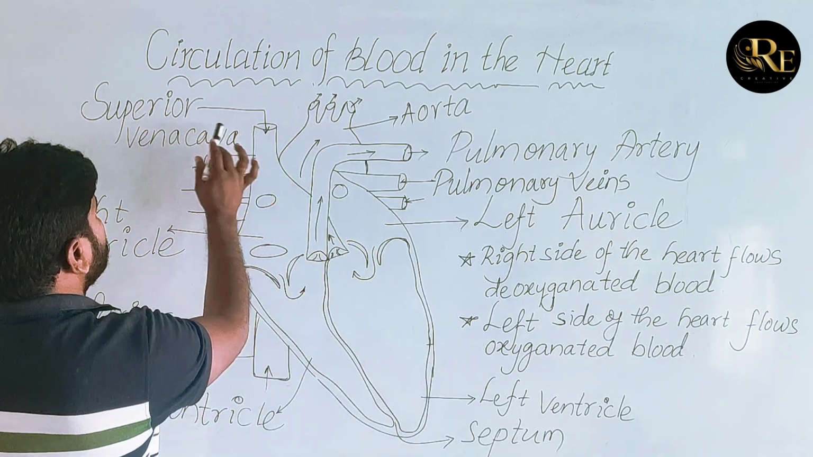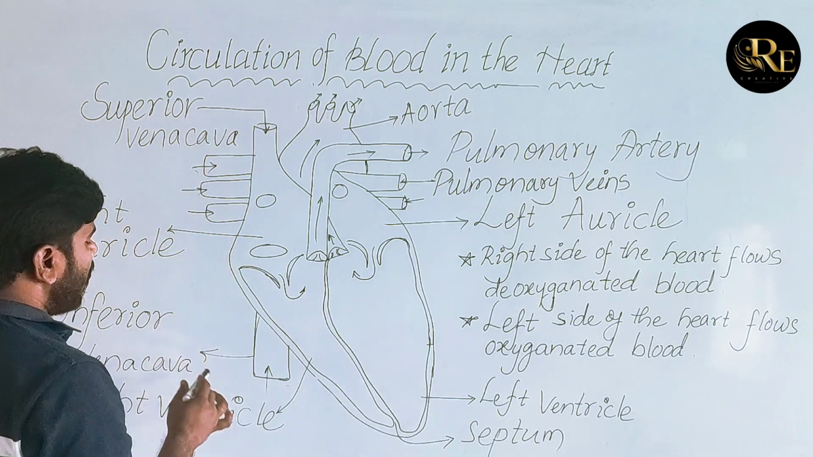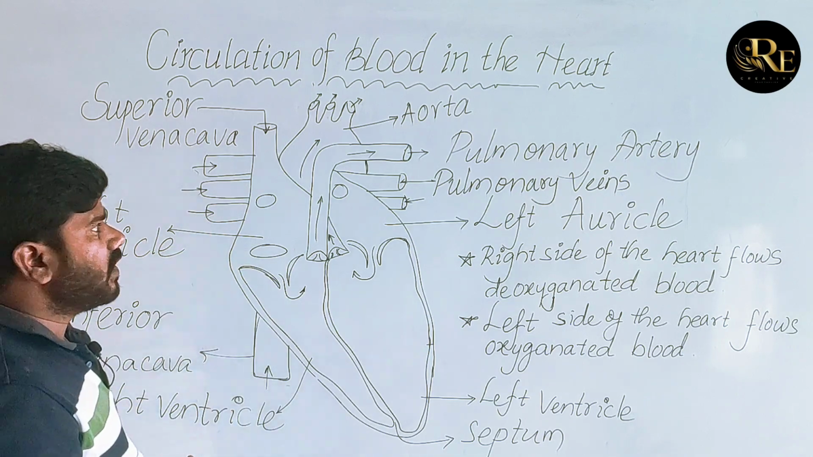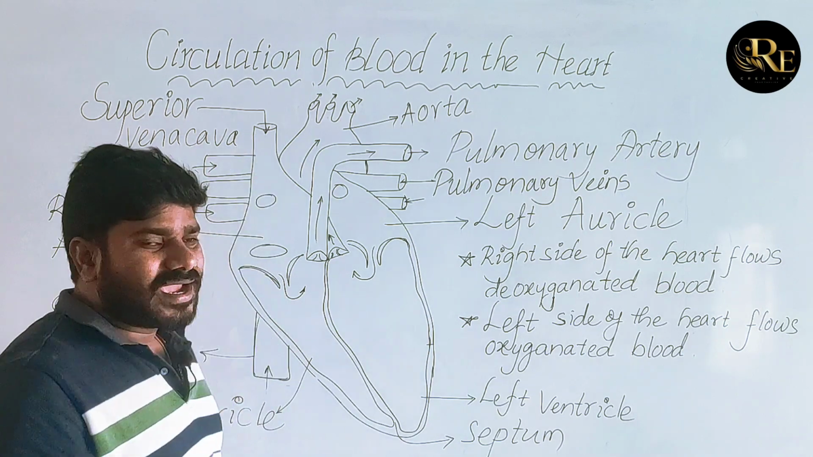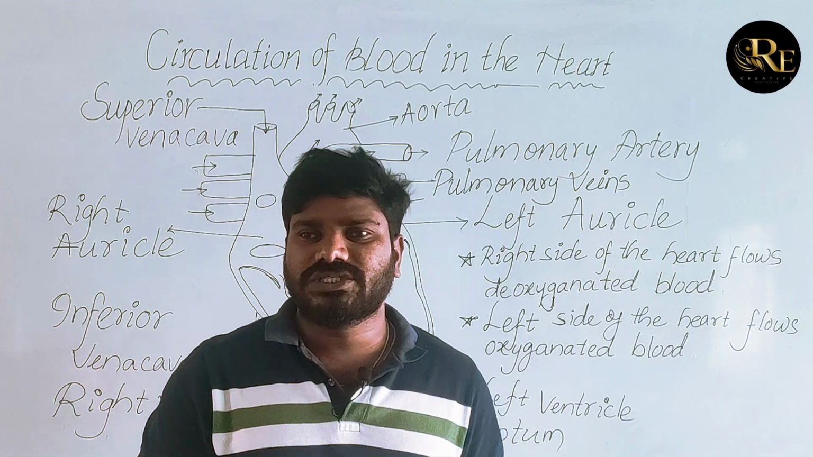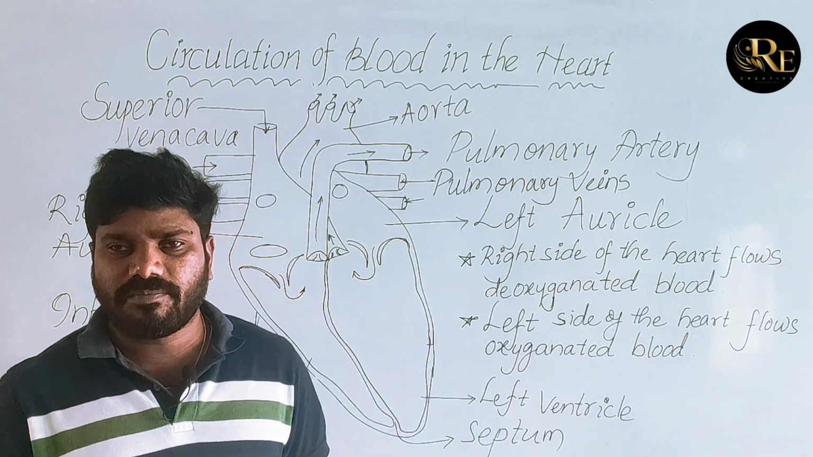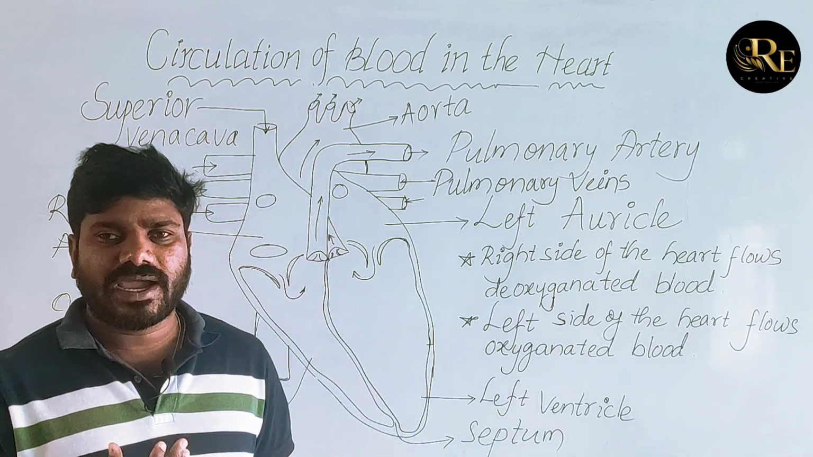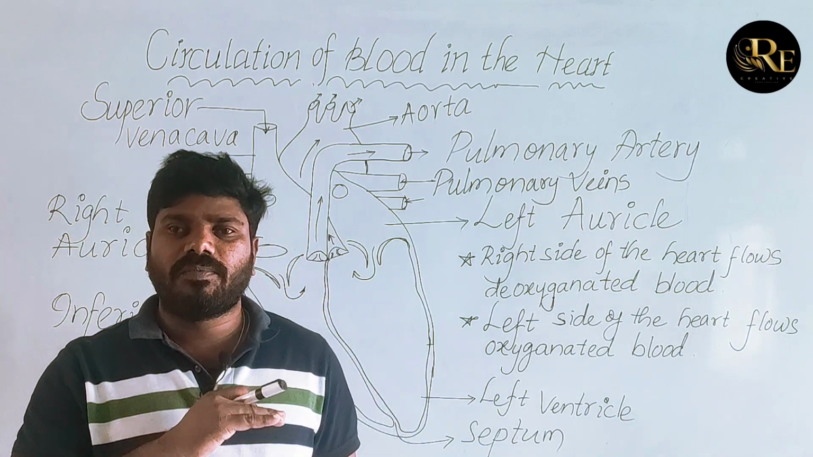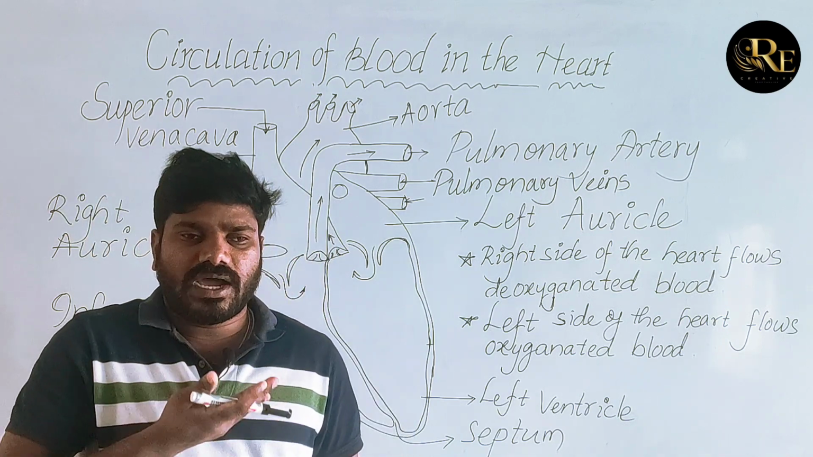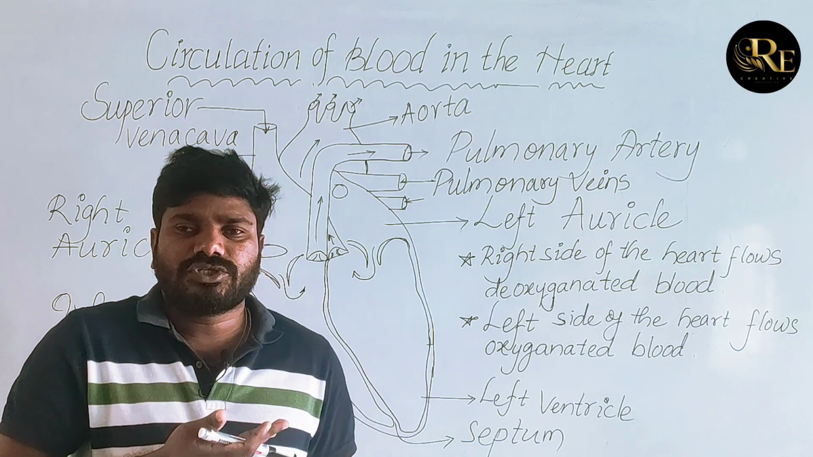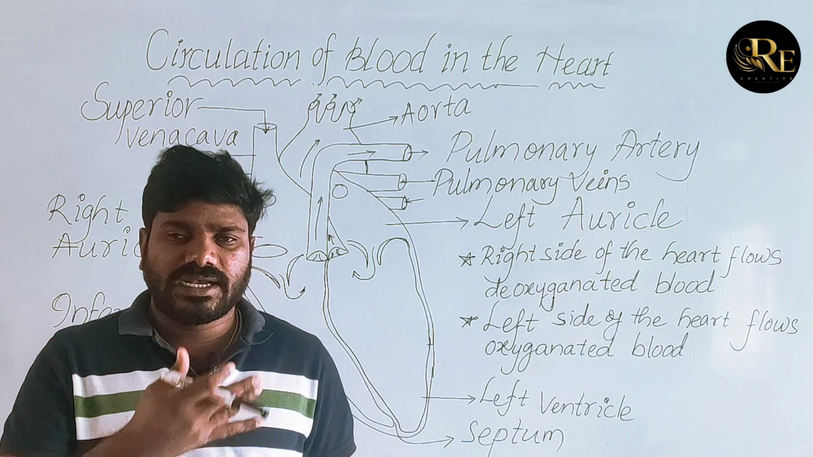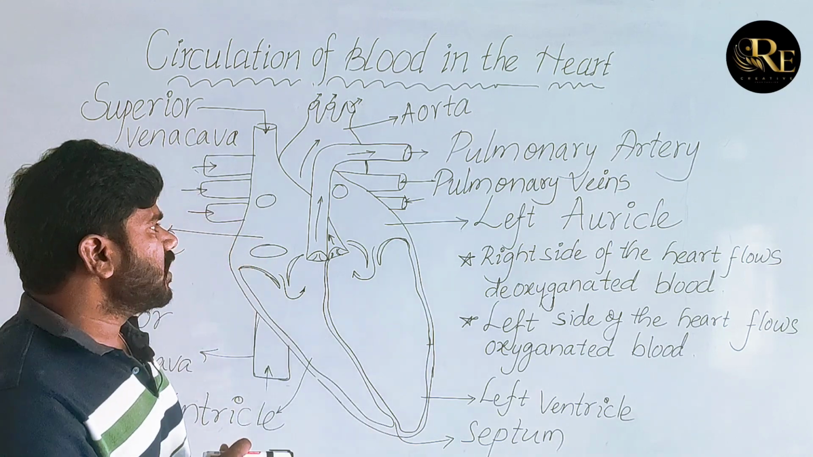You can see here, this is the superior vena cava and this is the inferior vena cava. The superior vena cava collects the deoxygenated blood from the different parts of the body tissues. That means the superior vena cava collects the deoxygenated blood from the upper part of the body. Whatever blood comes from the upper part is collected by the superior vena cava.